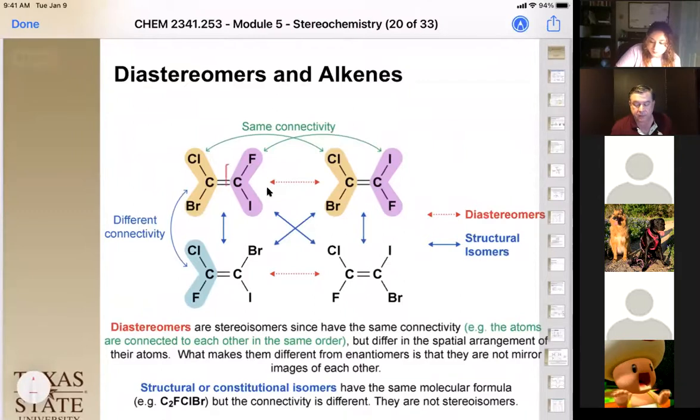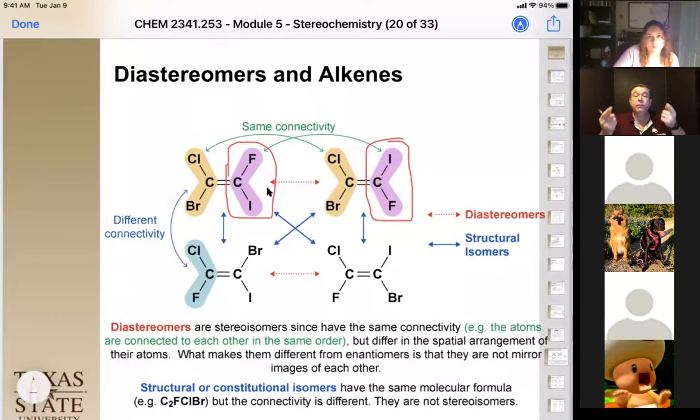Here's what I mean. On this side here, we have a carbon, and it has a fluorine and an iodine attached to it. This carbon has a fluorine and an iodine attached to it, but they're flipped in space. Now, remember, there's no rotation on that double bond, so it is fixed in space. Therefore, they are identical in their attachments, but they are different in space. Therefore, they're a stereoisomer.